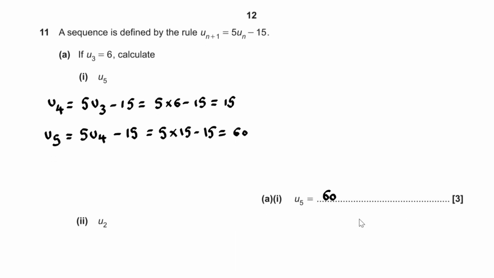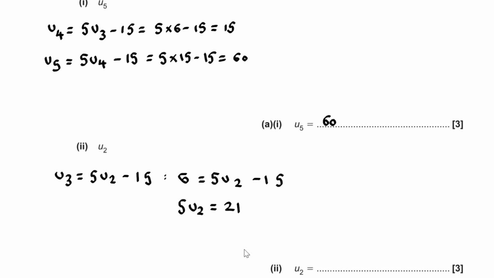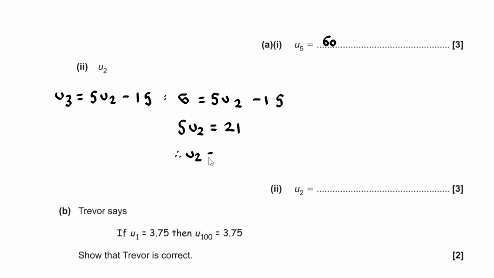And now we have to calculate what u2 is. Well, u3 is equal to 5 lots of u2 minus 15. We have here u3, which is 6. So 6 is equal to 5u2 minus 15. Adding 15 to both sides, we have 5u2 equals 21, and dividing both sides by 5, you will find u2 equals 4.2. So we have 4.2 for u2.